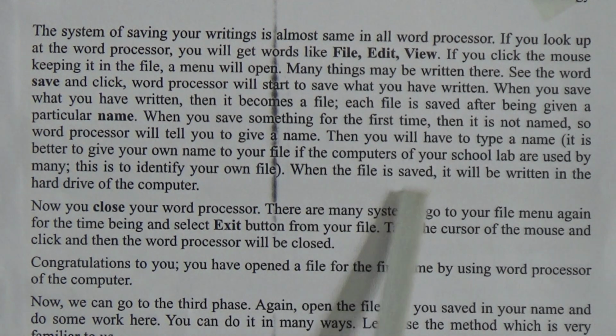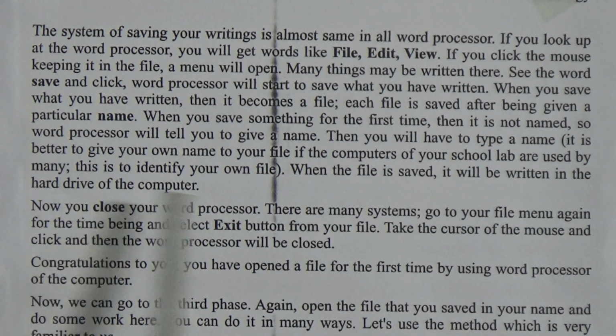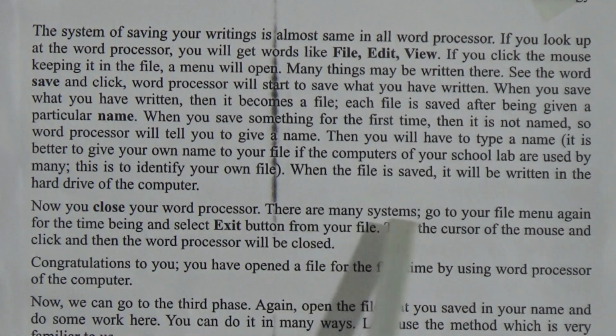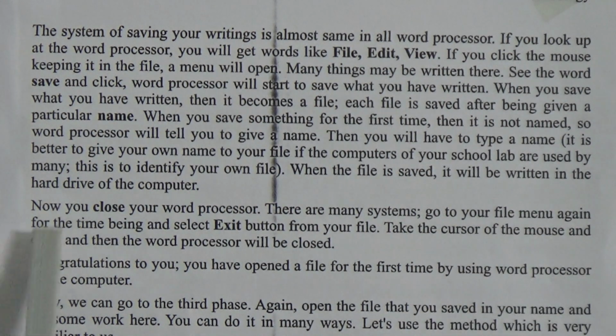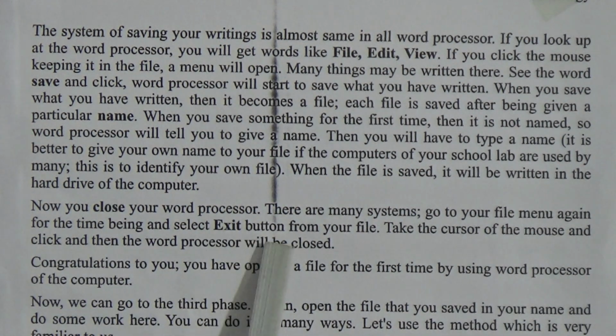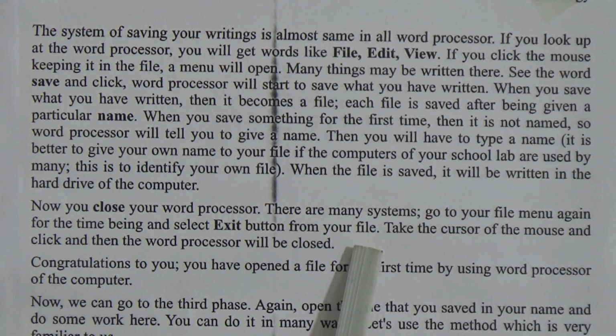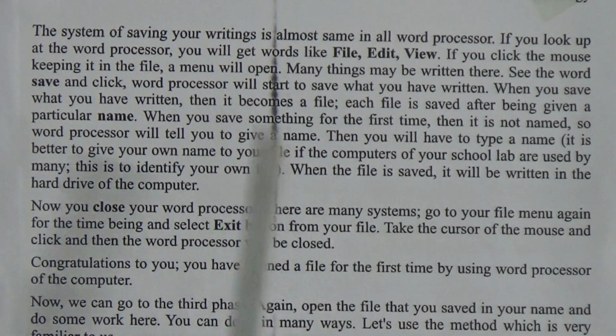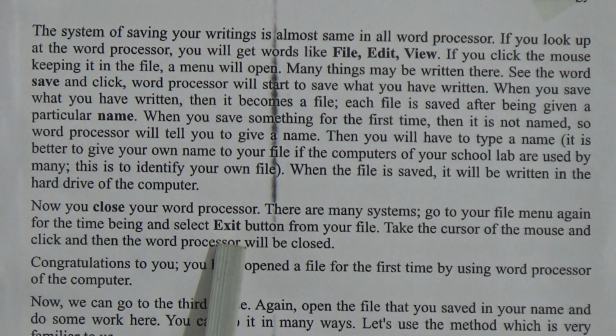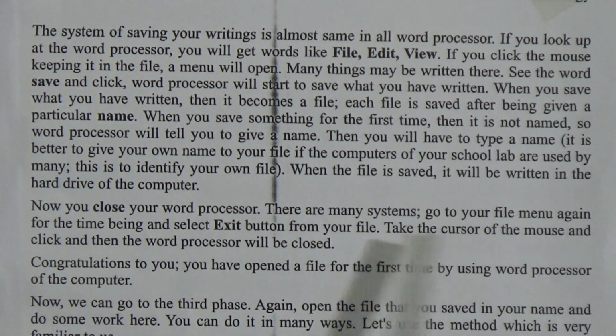When the file is saved, it will be written in the hard drive of the computer. Now you close your word processor. There are many systems. Go to the file menu again for the time being and select the exit button from your file. So to close your word processor, you have to select the exit button from your file. Take the cursor of the mouse and click, and then the word processor will be closed. Congratulations to you! You have created a file for the first time by using the word processor of the computer.